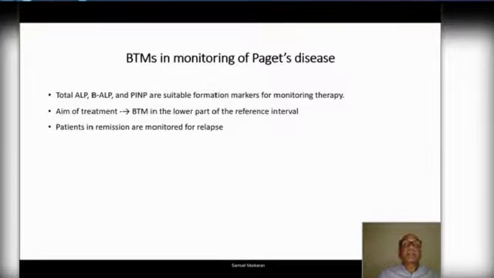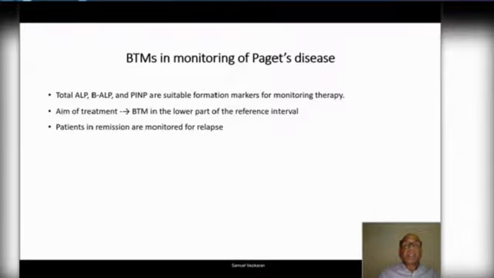So with treatment, again, anti-resorptive treatments are used for treating Paget's disease, and the aim is to normalize bone turnover markers and ideally into the lower half of the reference interval.